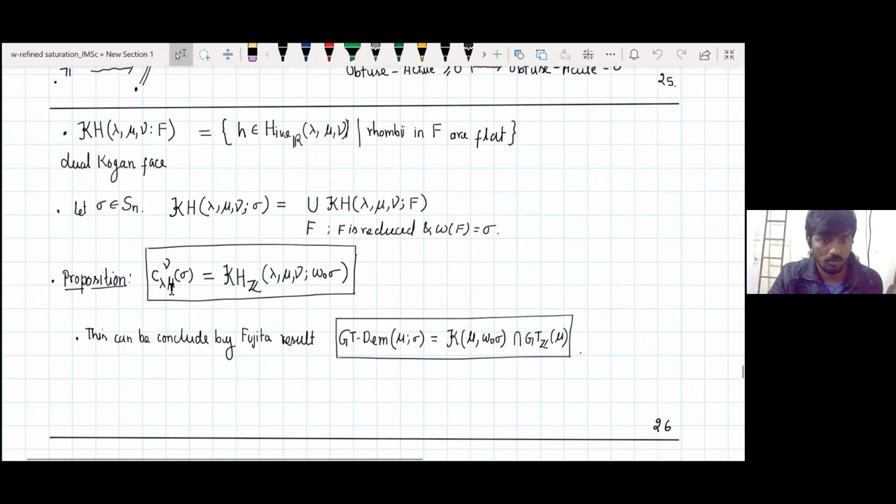So there is one proposition. It is concluded by Fujita's result. So this result is by Fujita. By this result, you can conclude that if you take all integral solutions in this KH lambda mu nu sigma, with W naught sigma, then all integral solutions in this polytope are exactly equal to the refined Littlewood-Richardson coefficient.